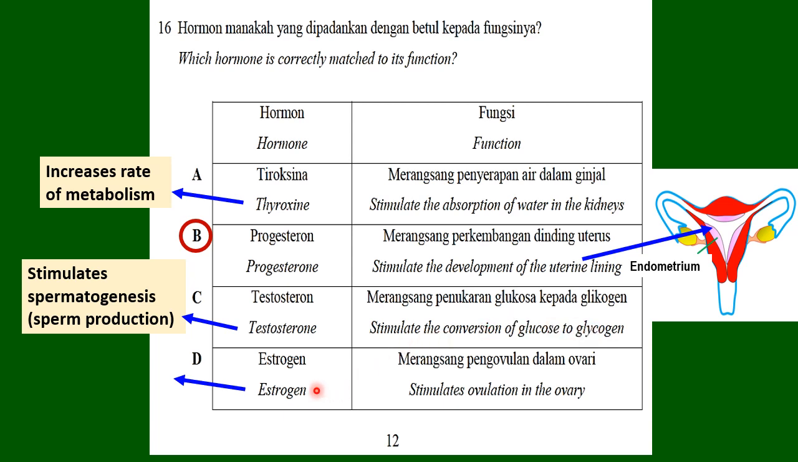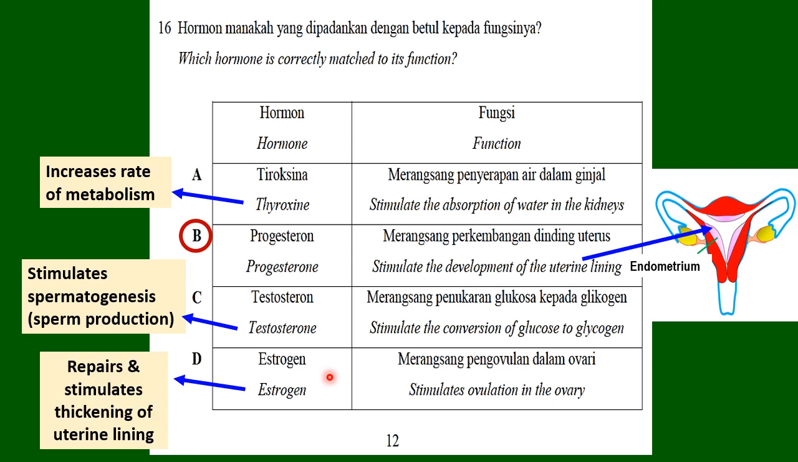And then lastly, estrogen stimulates ovulation in the ovary. This is not correct, because estrogen has a similar function to progesterone. It repairs and stimulates thickening of the uterine lining after menstruation. The hormone that stimulates ovulation in the ovary is actually luteinizing hormone, or LH. So our answer is B.